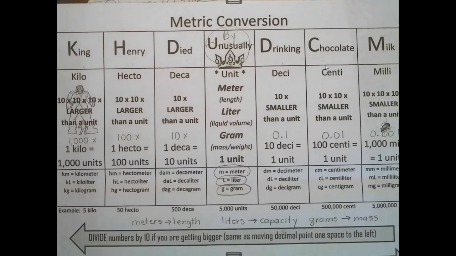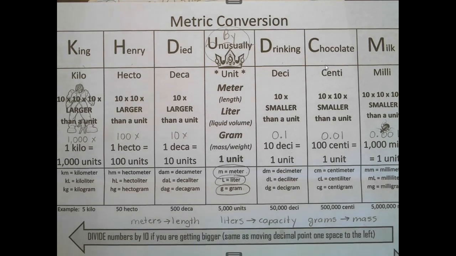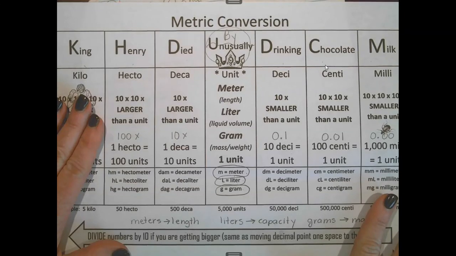Okay, so if you can remember King Henry died by drinking chocolate milk, this can certainly help you. You already have learned that when we convert from larger to smaller units, we're multiplying, and when we go from smaller to larger units, we're dividing. So you guys should be pretty much pros at this by now.